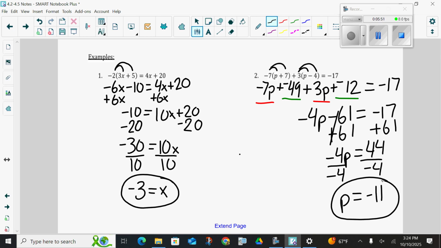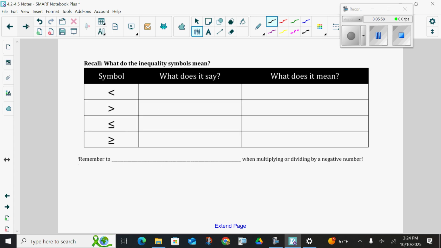We're going to be using those same processes when we're solving equations with inequalities. We're going to quickly review what each inequality means, and we have one special thing to remember when we're solving inequalities. First off, our first symbol is our less than symbol, and that means that our left side is smaller than our right side.